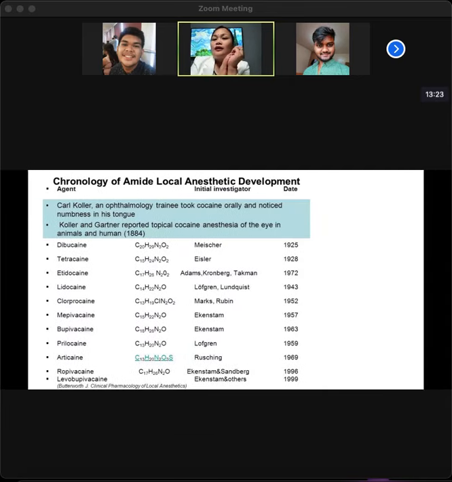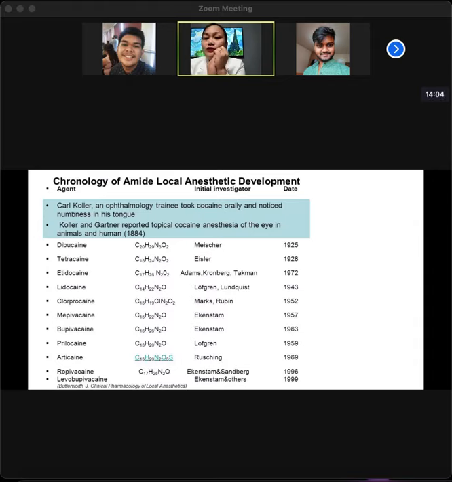Okay. This is the development of your local anesthetics. Local anesthetics were first discovered by Carl Koller accidentally when he took cocaine orally and noticed numbness in his tongue. Then Koller and Gartner reported topical cocaine anesthesia of the eye in animals and human beings. So cocaine was the first discovered local anesthetic, but it was used as a topical drug only.